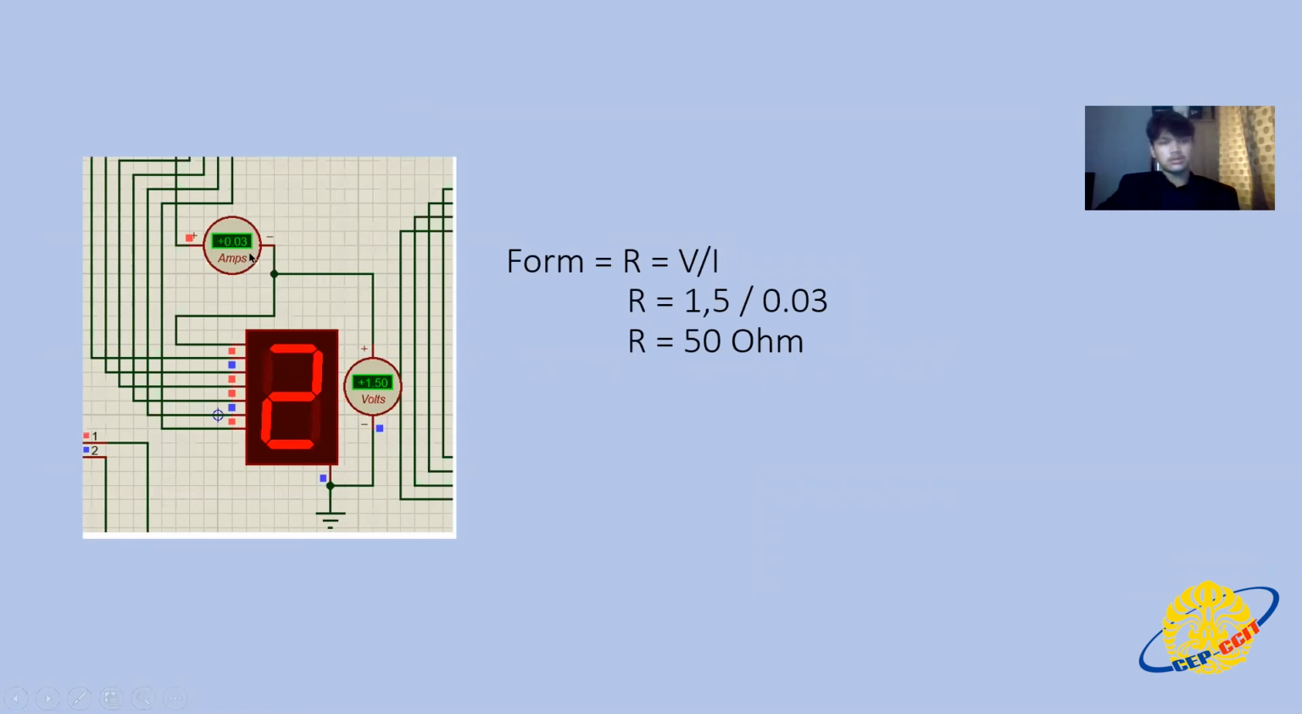Next. Based on this picture, both ampere and volt are divided by the other 6 segment. So if you want to search for the resistor, the formula is R equals V divided by I. The volts is 1.5 divided by 0.03 the ampere. The result is 50 ohm. Next, we run the circuit.